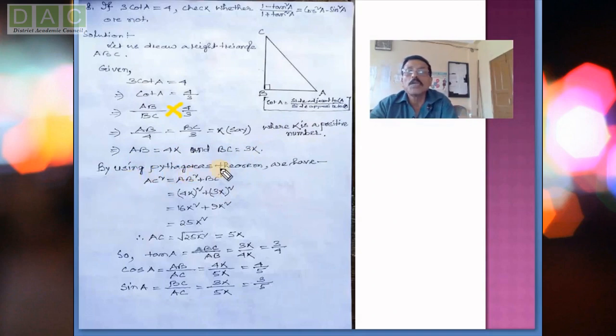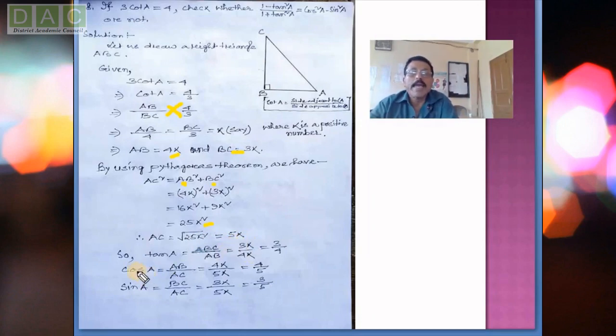By using the Pythagoras theorem, we have hypotenuse square equals base square plus altitude square. So write AC square equals AB square plus BC square. Now you have the values of AB and BC. Put AB is 4K and BC is 3K. Make it square, you'll get 16K square and 9K square. Add it, you'll get 25K square. Now AC will be root over 25K square, so 5, the square root is cancelled. Ultimately it is 5K.